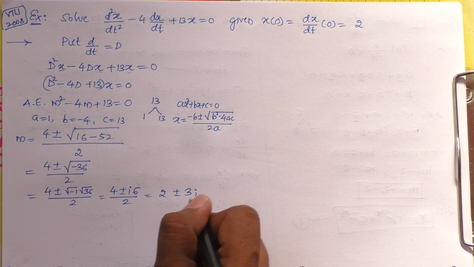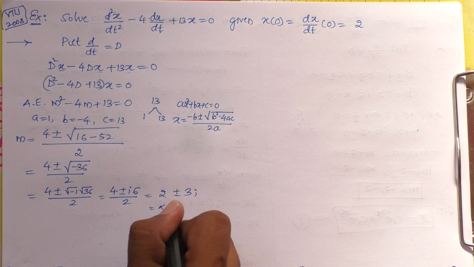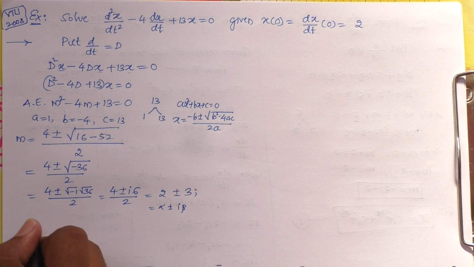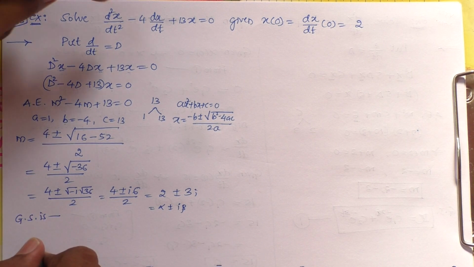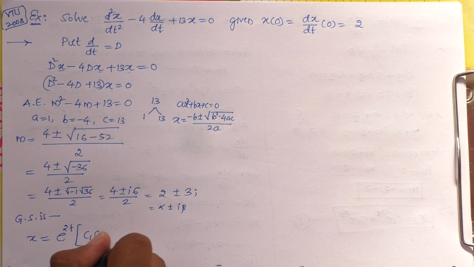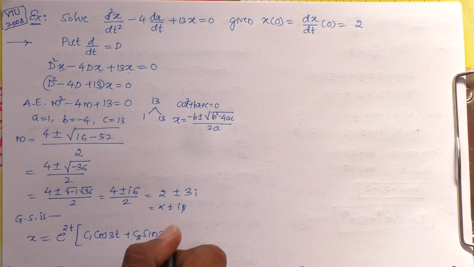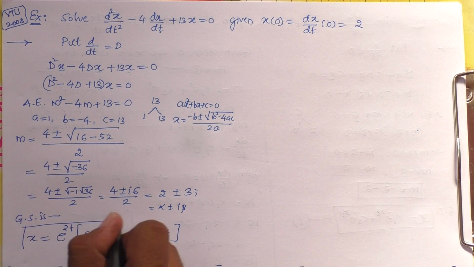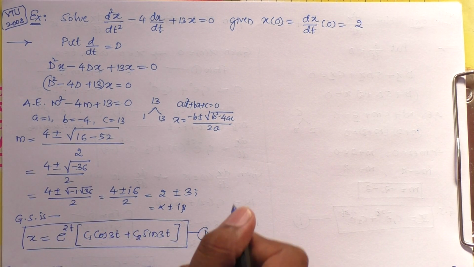So it is of the form alpha plus or minus i beta. So alpha is 2, beta is 3. So the general solution is x equal to e raised to alpha t, that is e raised to 2t, into bracket c1 cos beta t, that is 3t, plus c2 sin 3t. So this is the general solution. Take this as equation number 1.